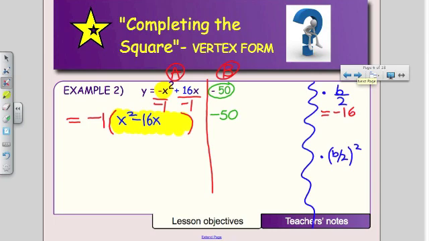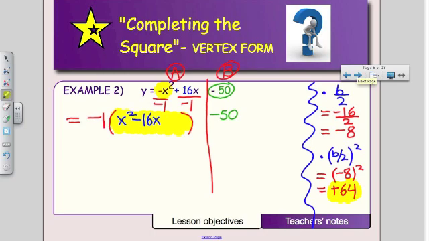So negative 16 divided by 2 is equal to what? Chris, what's negative 16 divided by 2? Good. Negative 8. And (b over 2) squared is just negative 8 squared, which is going to give me positive 64. So remember, you always use your second piece of equipment first. So I'm going to use my positive 64 first.